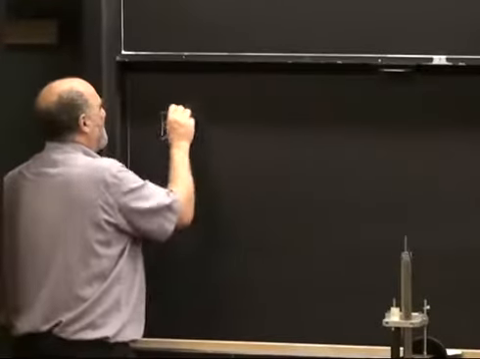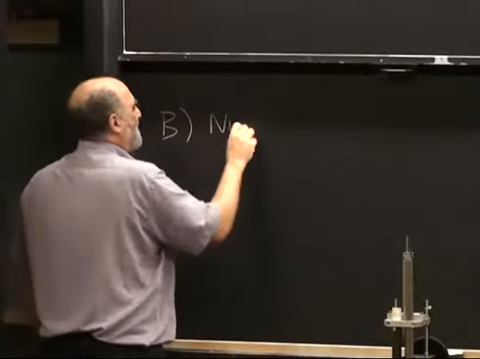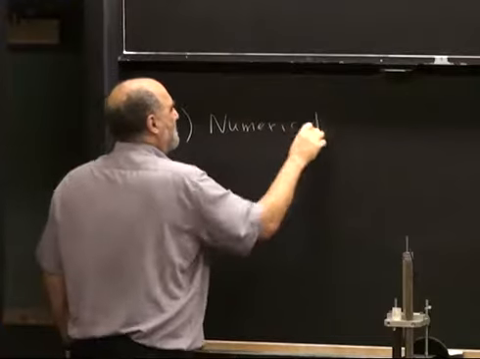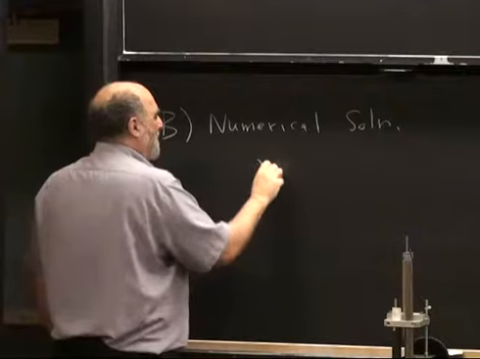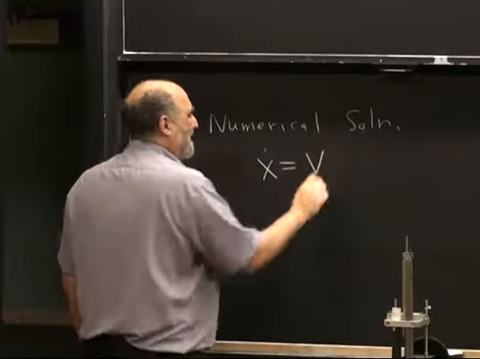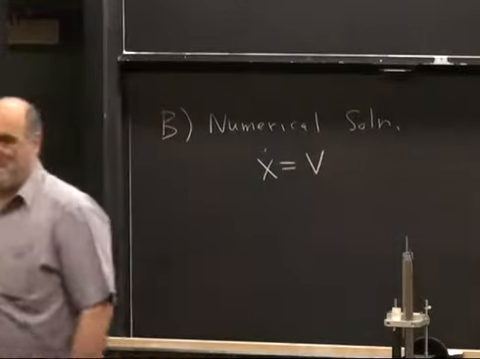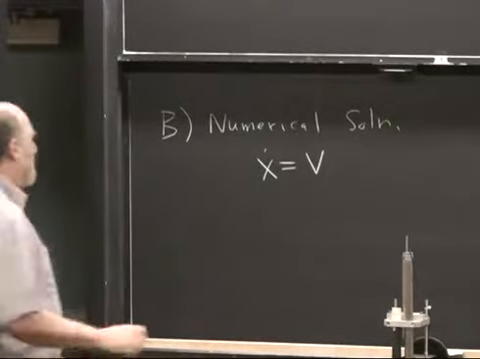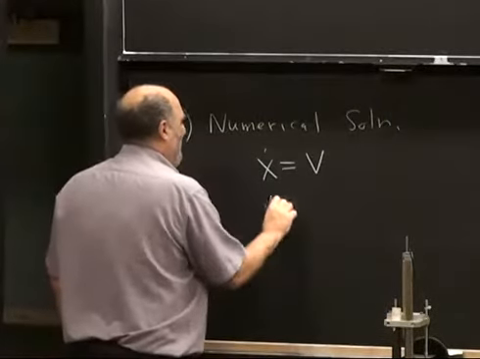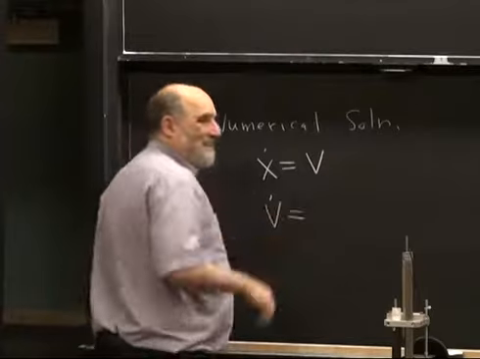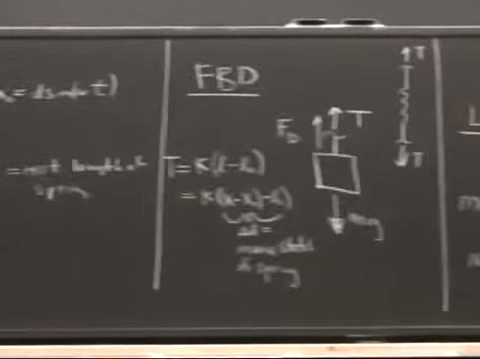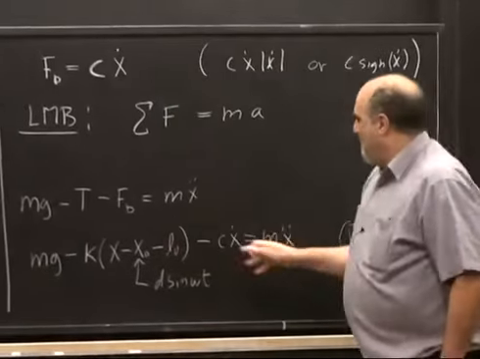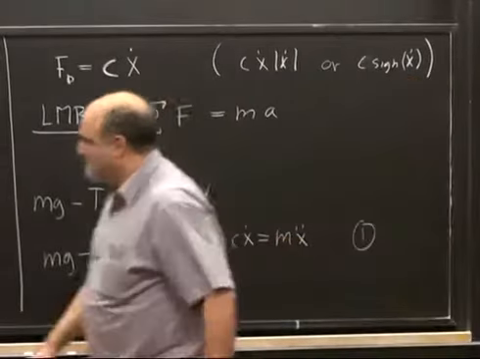way to write things for ODE solutions analytically, but for numerical solutions, we organize it a different way. We say x dot is equal to v. That's a simple differential equation. And then we have a separate differential equation, which is that v dot is equal to what? It's all this stuff over here divided by m.